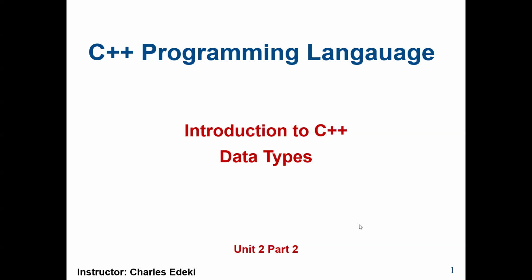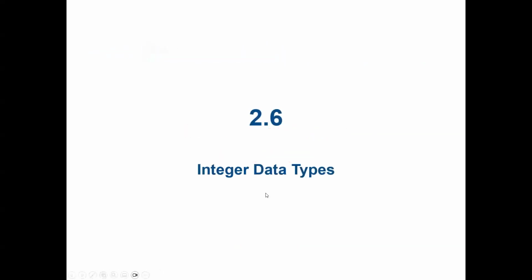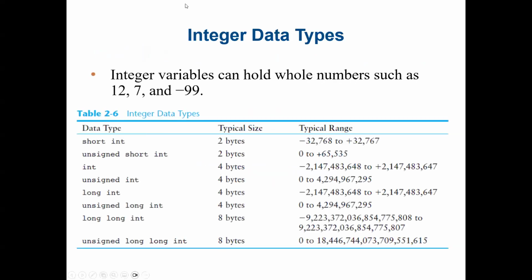Again, this lecture covers the C++ data types. So we are going to start with the integer data type. Normally, the integer data type is whole numbers such as 100, 50, 6, or -10. So it can be positive or negative whole numbers. So here we say the integer variables can hold whole numbers such as 12, 7, -99.